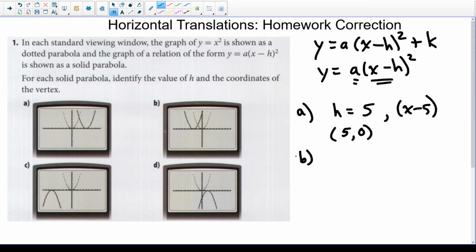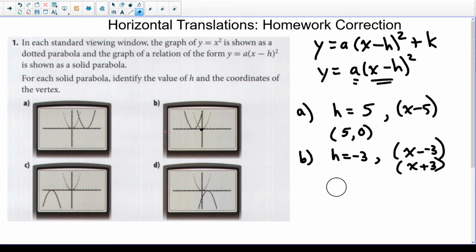For b, our parabola moved left by, it looks like 1, 2, 3. It's a little hard to see there. So that means our h value is going to be negative 3, but when we put it in the bracket, it's going to be x minus negative 3, which gives x plus 3. So there's the switch over of signs once you put it into the bracket. Our coordinate of our vertex would be negative 3 and 0.